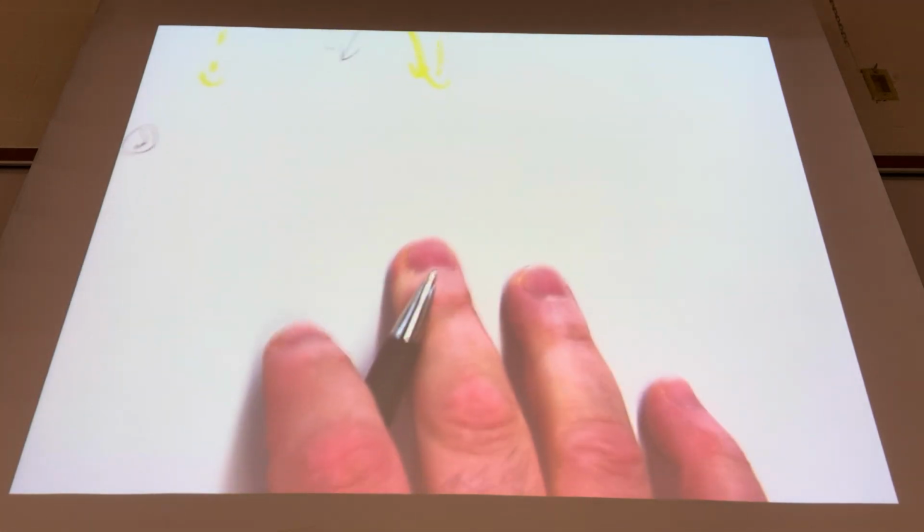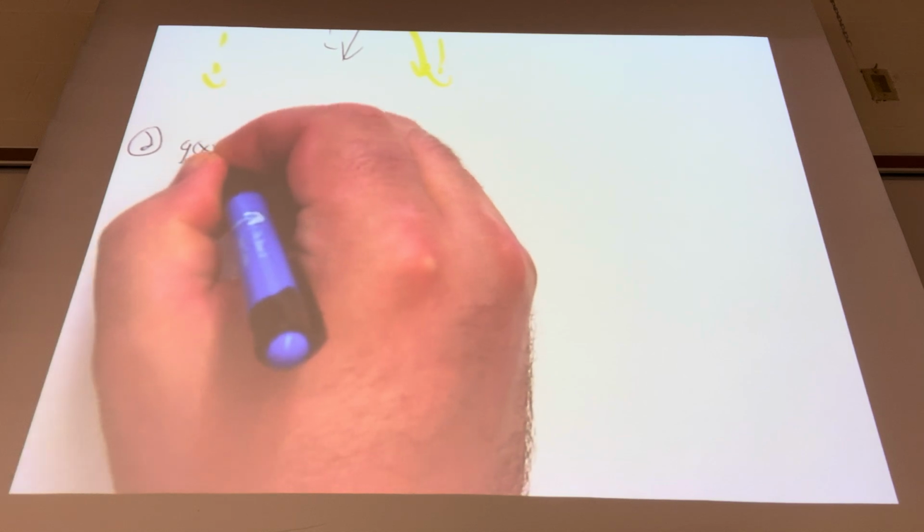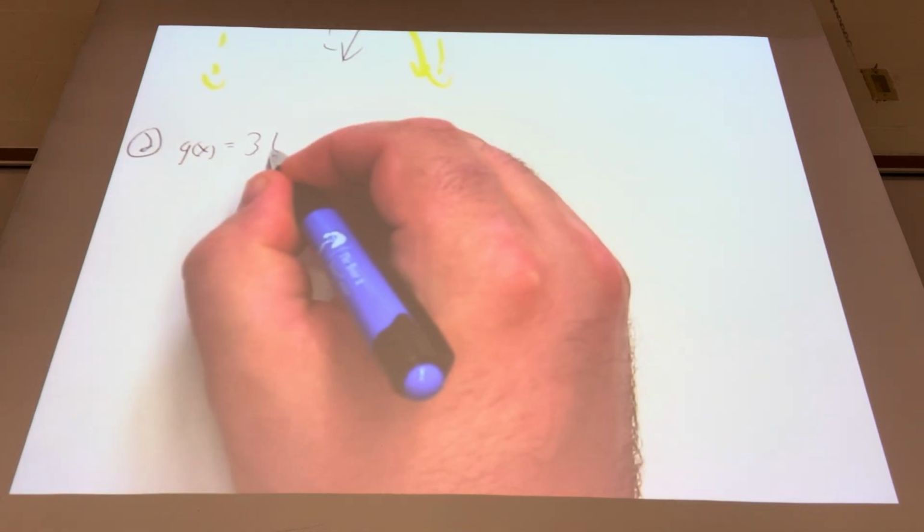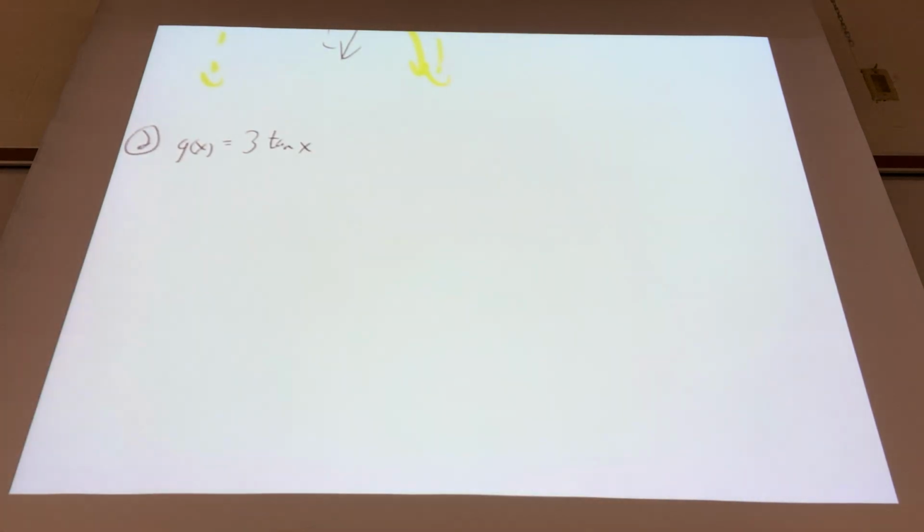Number 2 says g of x equals 3 tangent x. It tells us to graph one period of the function, and it says describe the transformation of the graph from its parent function. So basically what you have to remember is for all these graphs, we have a whole bunch of things going on. Many different things happening. I'm going to check one thing here because I don't think I make it that hard for you. Put it that way.